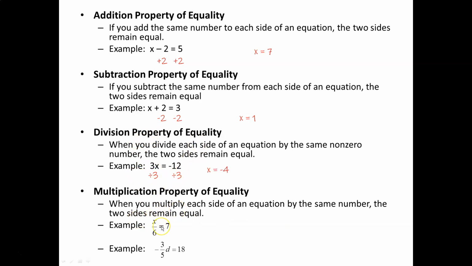And then the multiplication property of equality. This is the same thing. You just multiply each side. In this case, we multiply each side by 6. We get x equals 42.